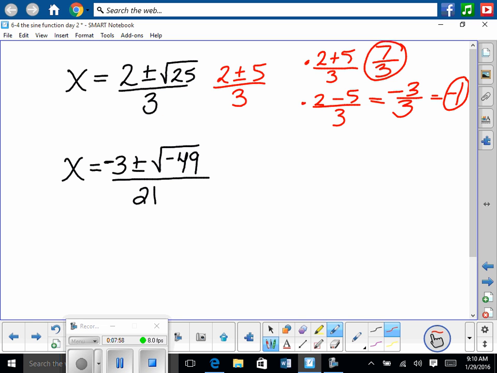So what if it came out to be this? Let's say we had negative 3 plus or minus the square root of negative 49 over 21. This is where you go off to the side and say, what is the square root of negative 49? Don't say it's negative 7. Not true. What is it?